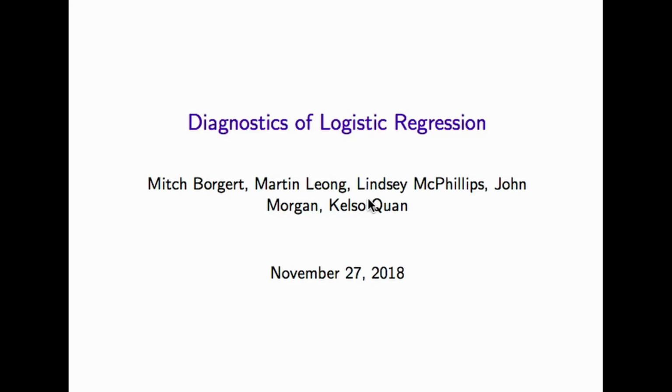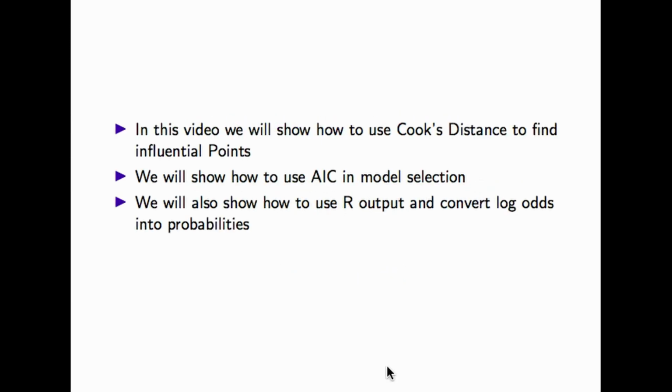We will be talking specifically about the diagnostics of logistic regression. In this video, we will show how to use Cook's distance to find influential points in the data. We will also show how to use AIC in model selection, and we will also show how to use R output and convert log odds into probabilities.